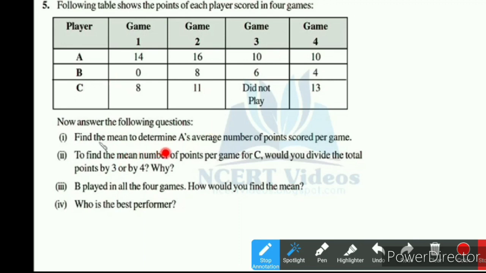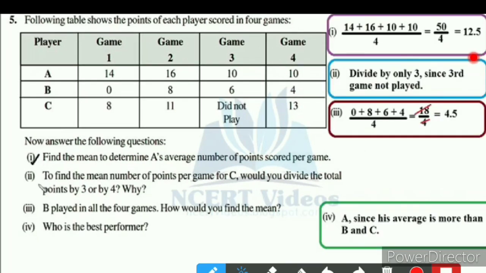Find the mean to determine A's average number of points scored per game. Second part of the question: to find the mean number of points per game for C, would you divide the total points by 3 or by 4? Why? Third part of the question: B played in all 4 games. How would you find the mean? Fourth part of the question: who is the best performer? So all these 4 parts you have to answer from this table.